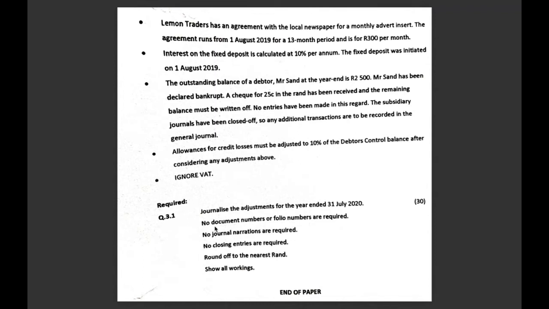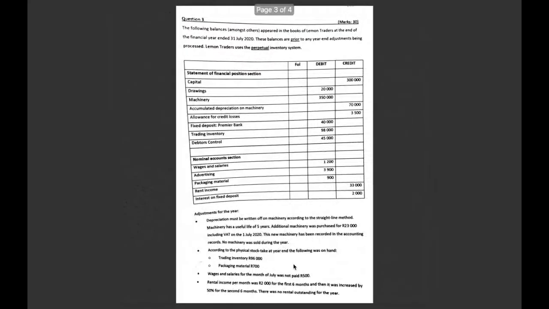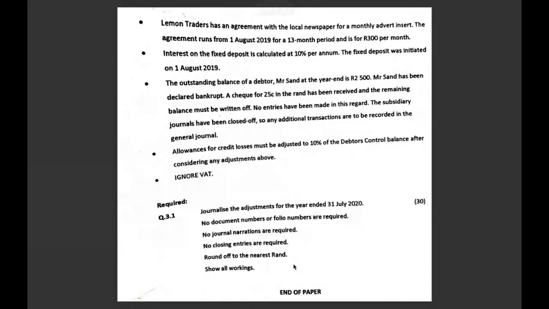So they said no document numbers or folio numbers are required. No journal narrations are required. No closing entries are required. Round off to the nearest rand. Show all workings. So that's what we need. We need to journalize the adjustments for the year ended 31 July.